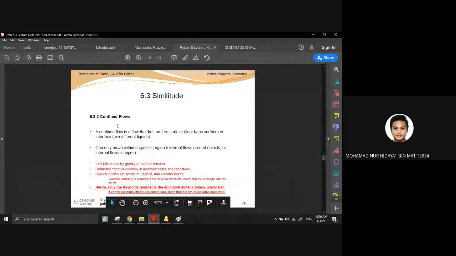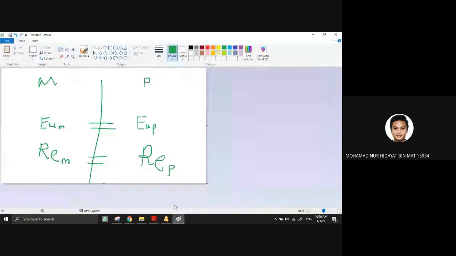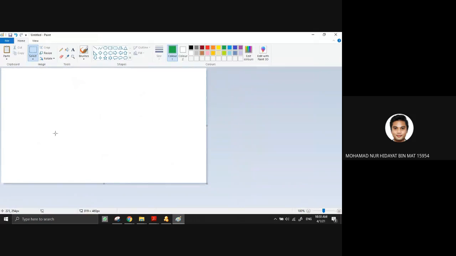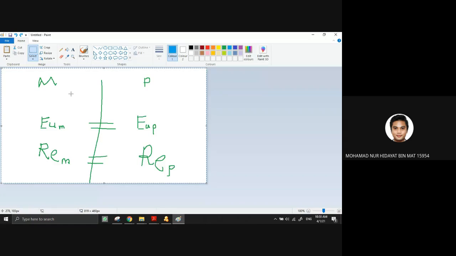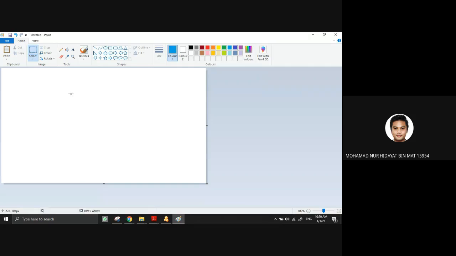Okay, this that I can explain here, confined flow is the flow that has no free surface. What it means by free surface, like this. This is water. For example, in today's news, we have a flood in Johor.